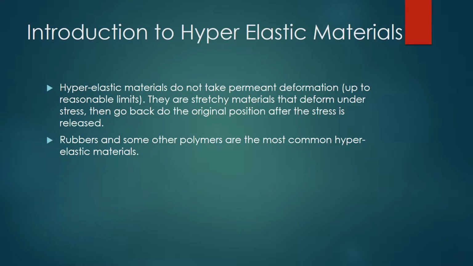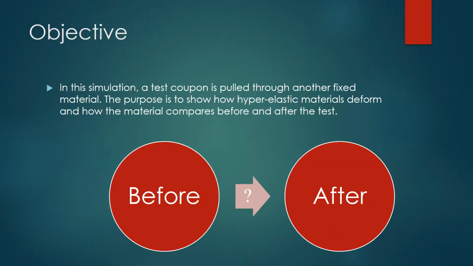Hyperelastic materials are very strange. After they deform, they come back to their original position. The most common example that you'd think of is rubber. The goal is to analyze how something acts during a hyperelastic deformation, and ANSYS will run the simulation and show what a real-life model should look like.